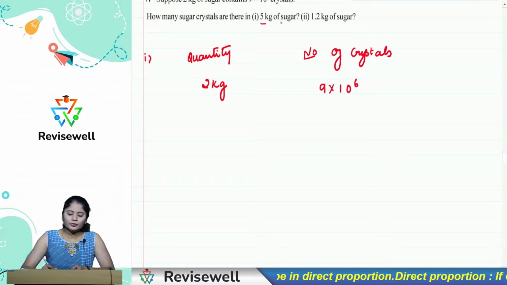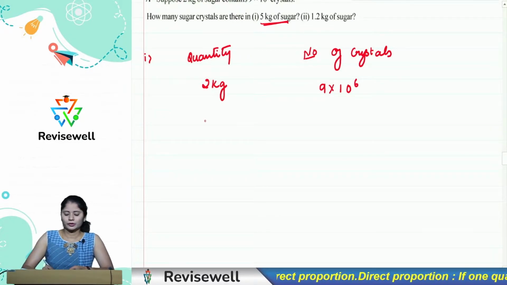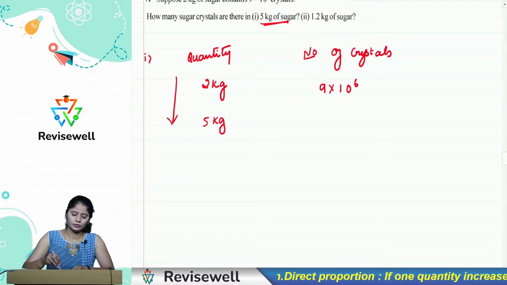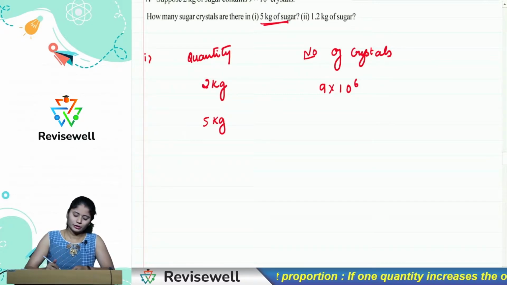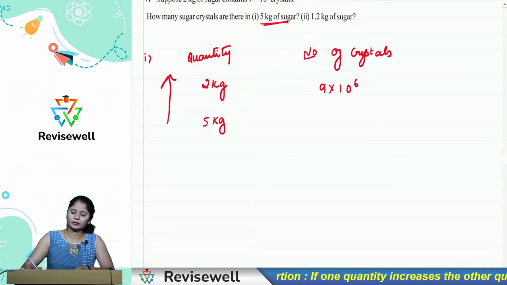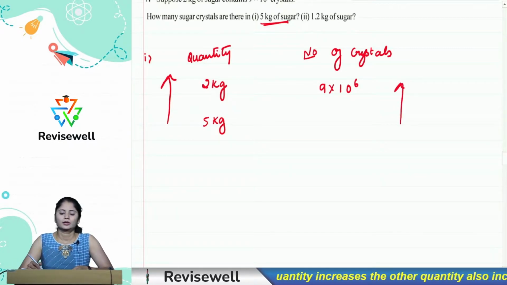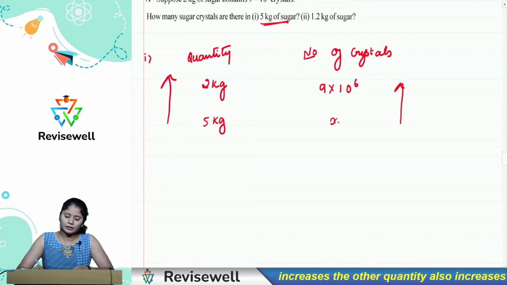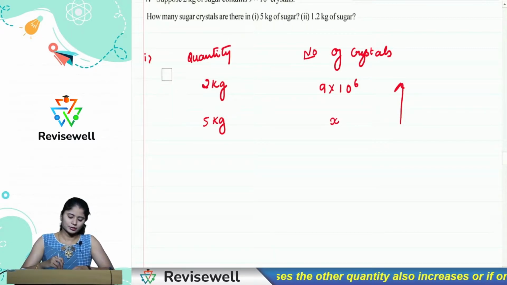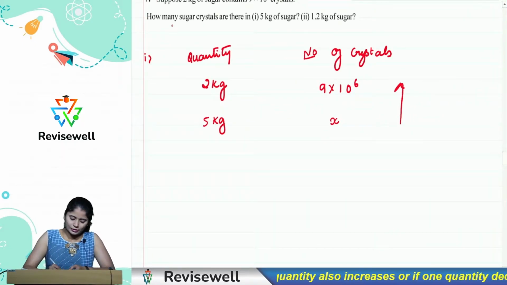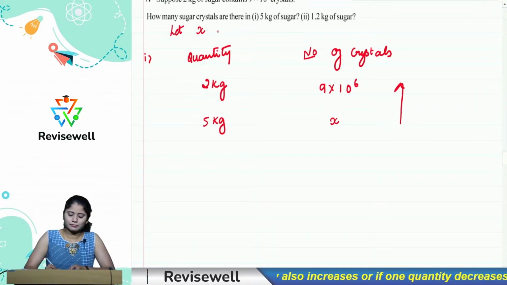So now you have 5 kgs of sugar. That means definitely when you are increasing the quantity of the sugar, the number of crystals will also increase. So let x be the number of crystals present in 5 kg of sugar.